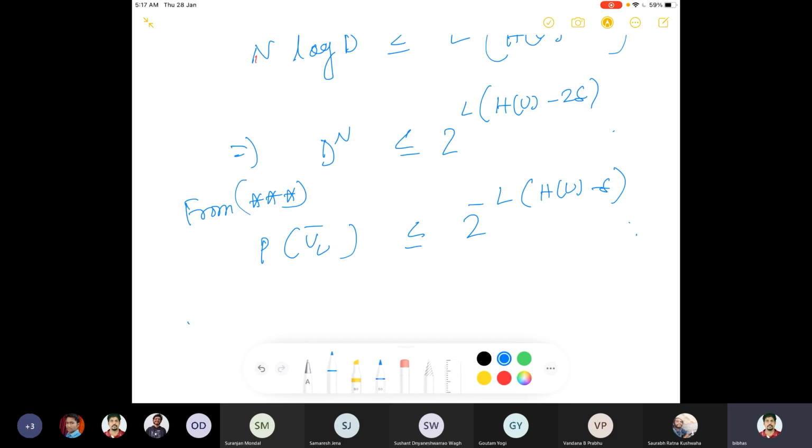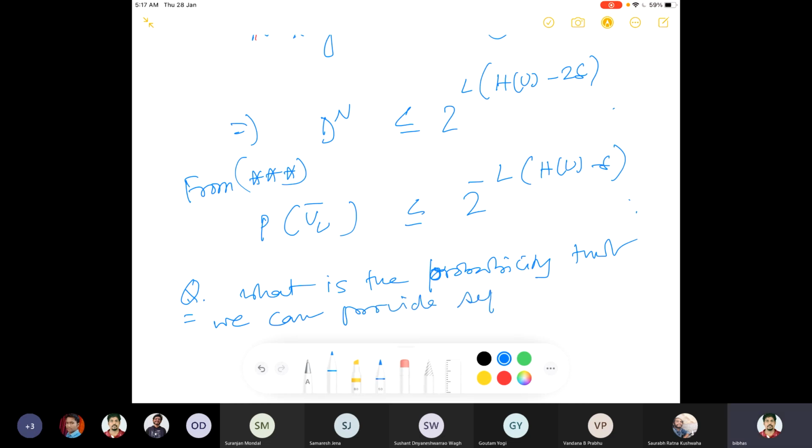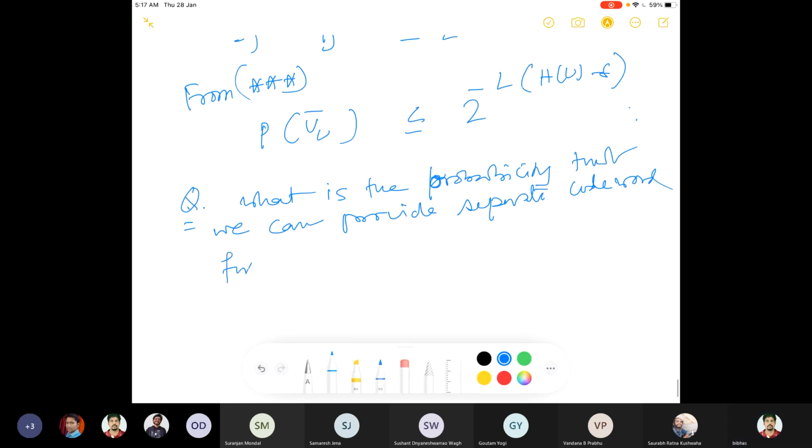Question is, using this inequality, what is the overall probability? What is the probability that we can provide a separate code word for elements in the typical set?